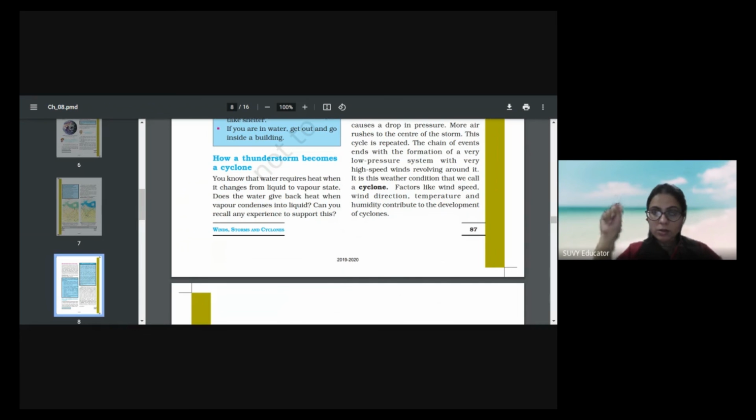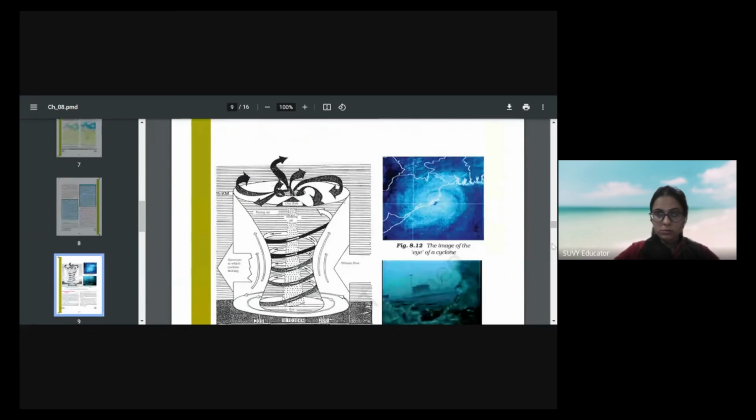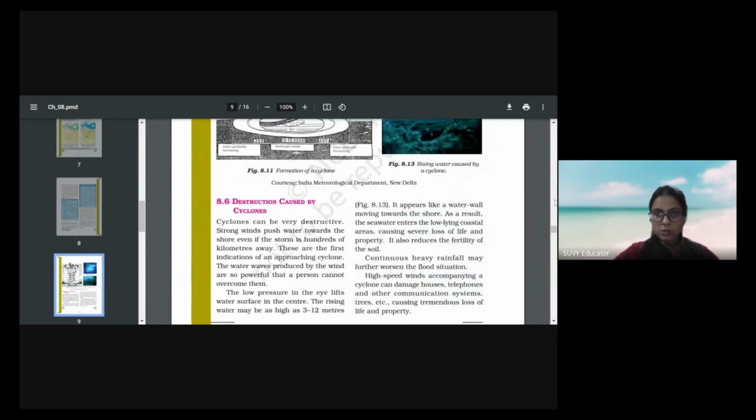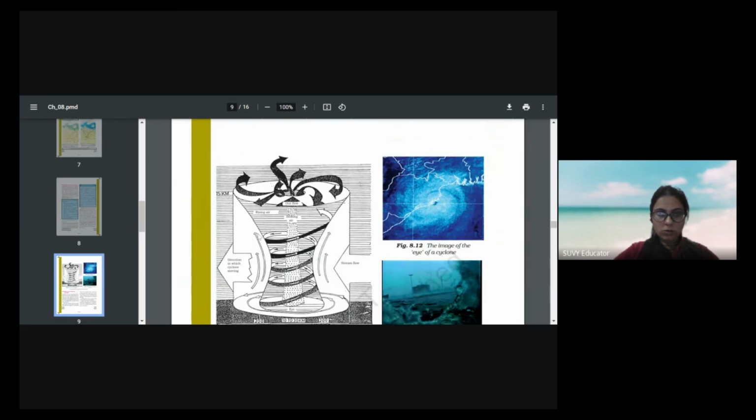Factors like wind speed, wind direction, temperature, and humidity contribute to the development of the cyclone. How a cyclone is formed, I have told you, and the factors which play a major role in the cyclone are wind speed, wind direction, temperature, and humidity. Okay, you can see in the picture. This is the cyclone, and this is the reason of the cyclone. The middle portion is called the eye of the cyclone, the very middle piece.